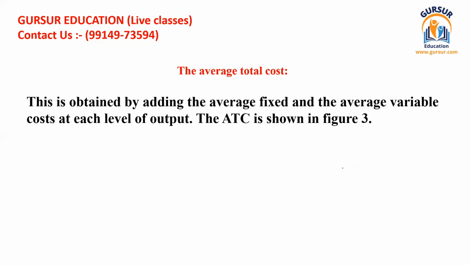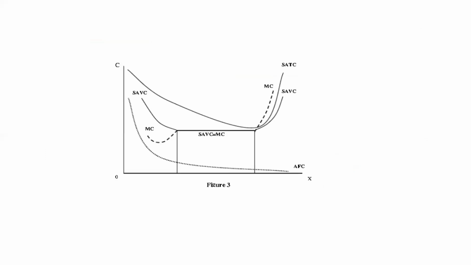And then when we are talking about the average total cost curve, all these figures have been shown now here in just one figure. The below figure is the average fixed cost curve. The middle figure is the average variable cost curve, which I have already explained. This is the marginal cost curve, which is somewhere equal to the average variable cost curve.